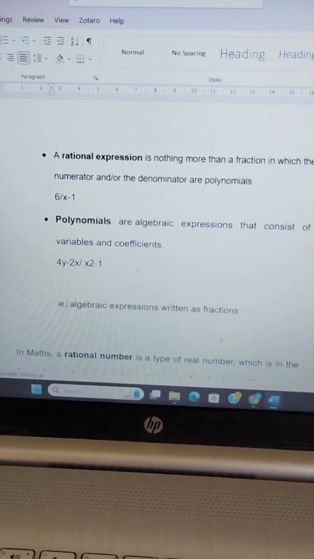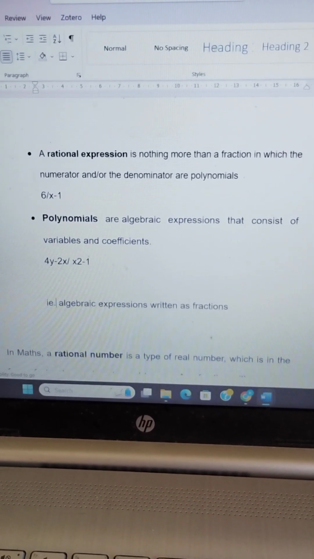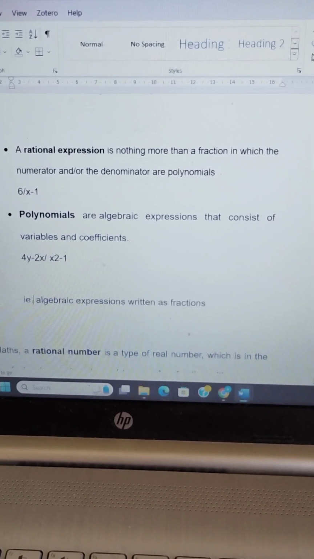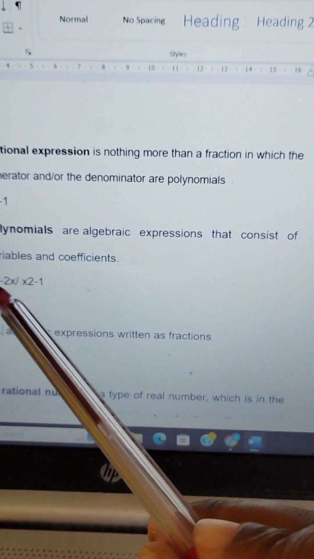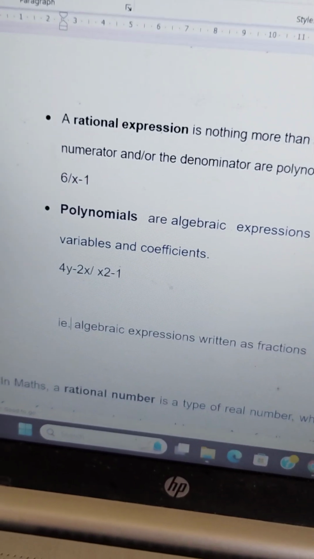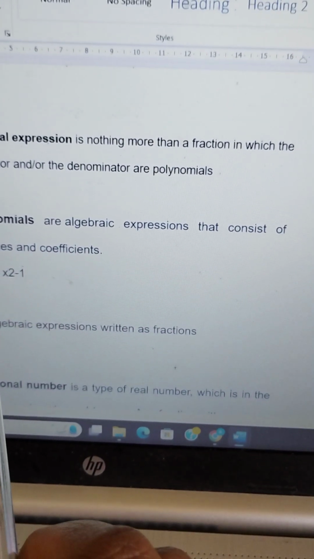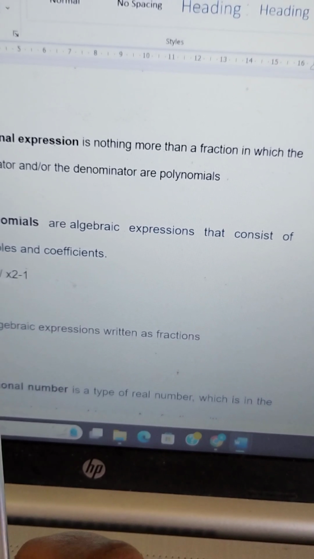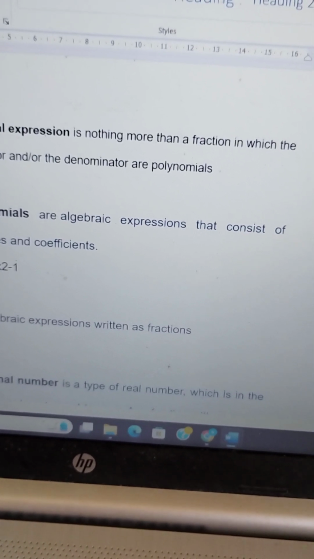So a rational expression is nothing more than a fraction in which the numerator and the denominator are polynomials. But what the heck is a polynomial? Polynomials are algebraic expressions that consist of variables and coefficients. So for example, 4y minus 2x divided by x squared minus 1. Variables are the y's and x, and the coefficient is always the number in front of the variable. So if you have 4x squared, the coefficient is 4 and the variable would be x.